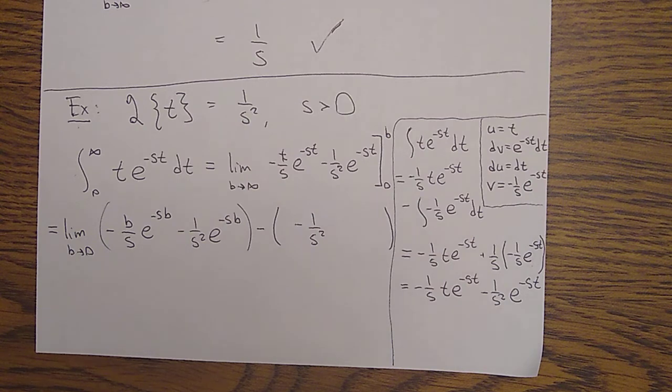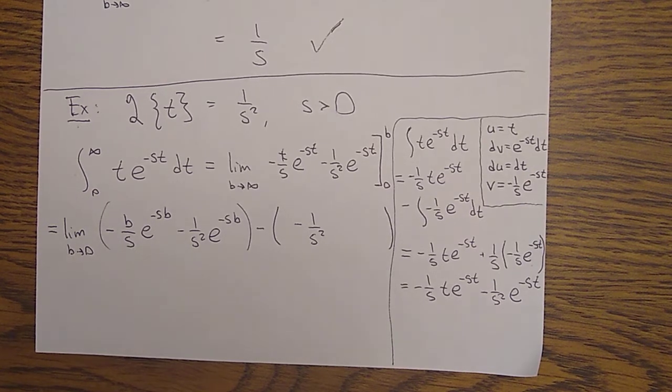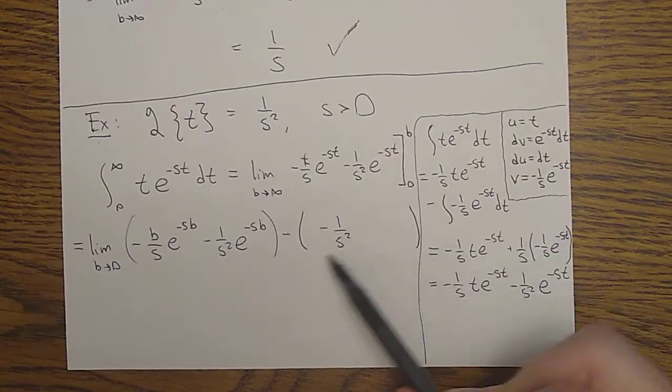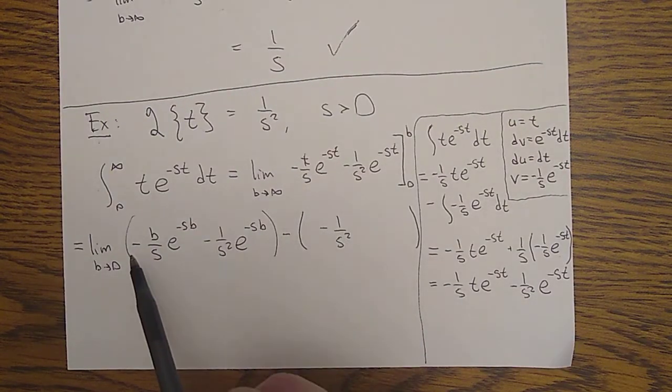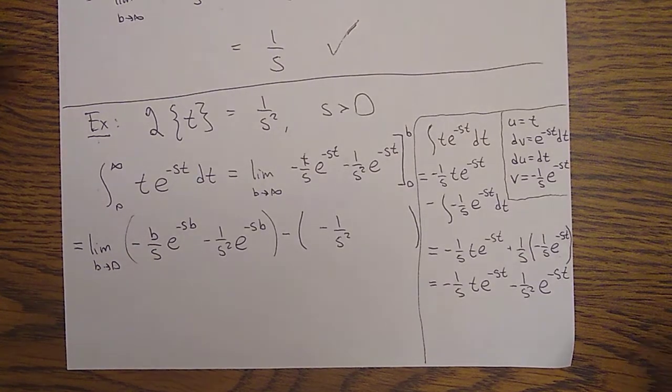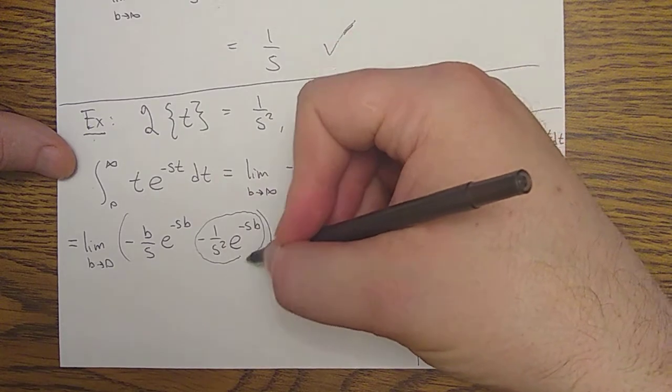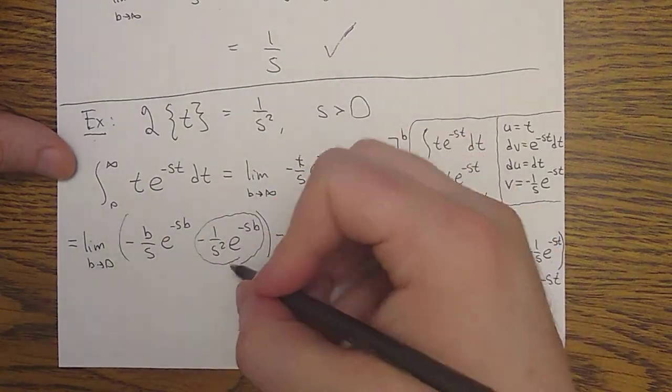I realize this one is just a little bit harder than I realized, but it's not a problem, we can do it. The answer that we're supposed to get is 1 over s squared, and I basically see it here. The rest of the work is going to be showing that this stuff goes to 0 as b goes to infinity. I can even see part of that here. It's clear that this part goes to 0.